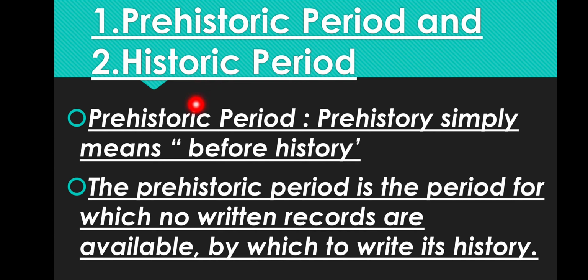Now let's see what the prehistoric period is. Prehistory simply means before history. The prehistoric period is the period for which no written records are available by which to write its history. So we can't get any written records to write the history of that period. So it is called the prehistoric period.